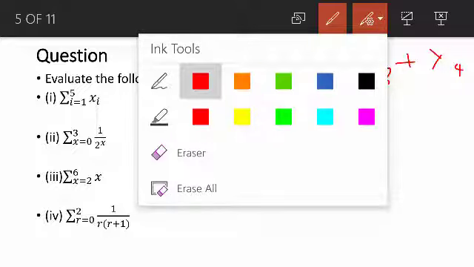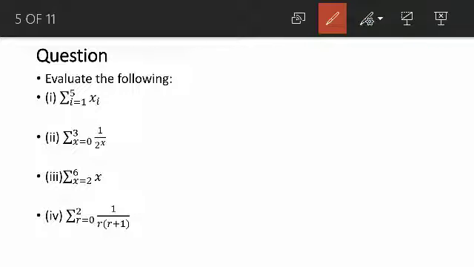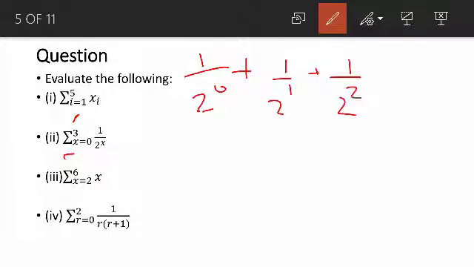So we go to the second question here. We are given the summation of 1 over 2 raised to power x. So your x should start with 0 and your x should end with 3. Okay, so with that we are going to have 1 over 2 raised to power 0, plus 1 over 2 raised to power 1, plus 1 over 2 raised to power 2, plus 1 over 2 raised to power 3.